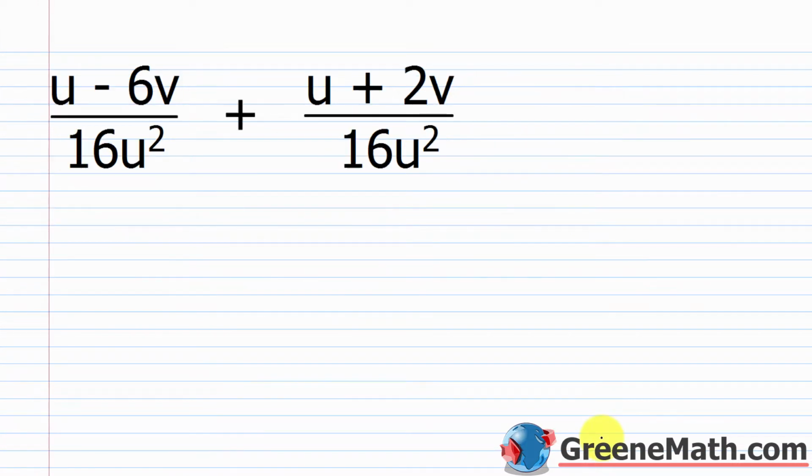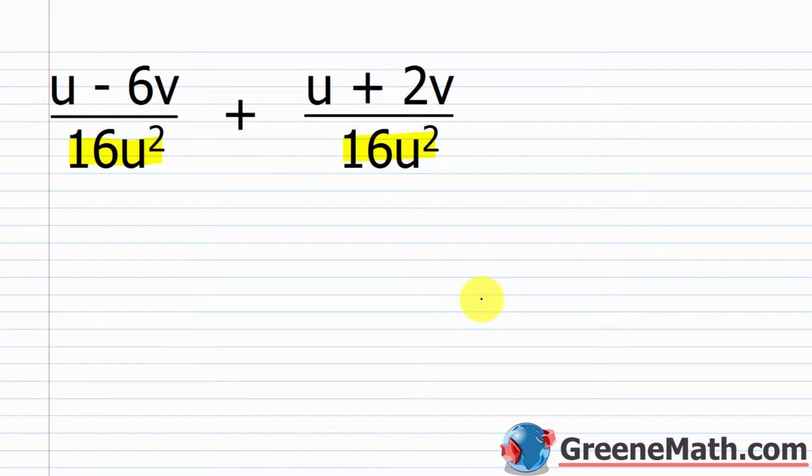All right, for the first one we're going to look at, we have u minus 6v over 16u squared, then plus u plus 2v, again over 16u squared. So you can see that we have a common denominator of 16u squared. So just like with fractions, all we need to do is add the numerators and put the result over that common denominator.